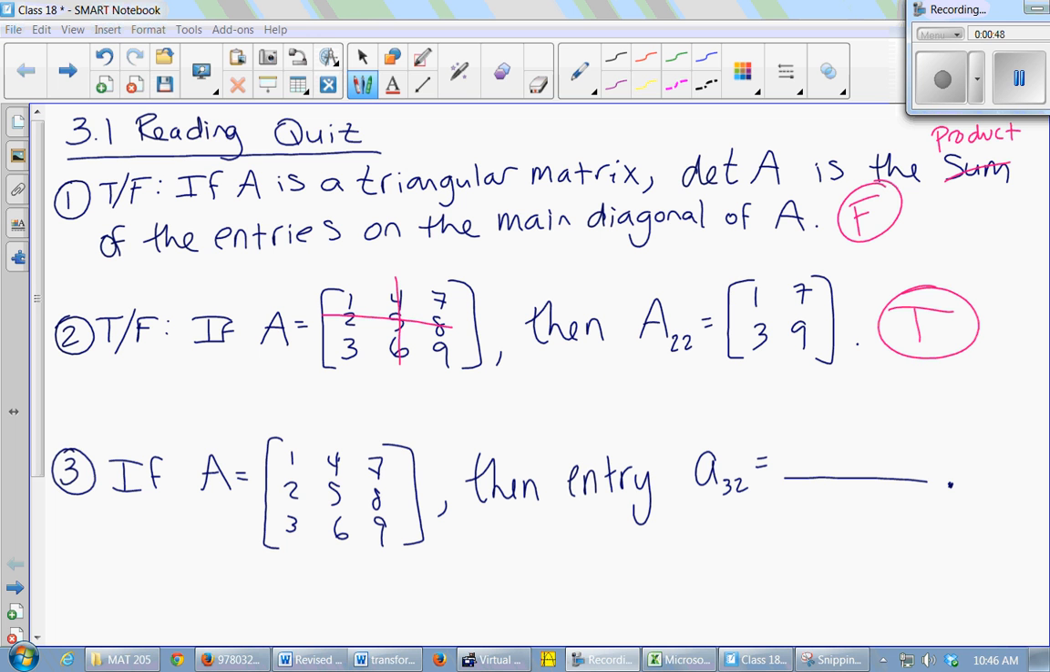And if A is the matrix 1, 2, 3, 4, 5, 6, 7, 8, 9, then entry 3, 2 is 6. That means the entry in row 3, column 2, because 3 and 2 stand for row 3, column 2. Third row, second column.